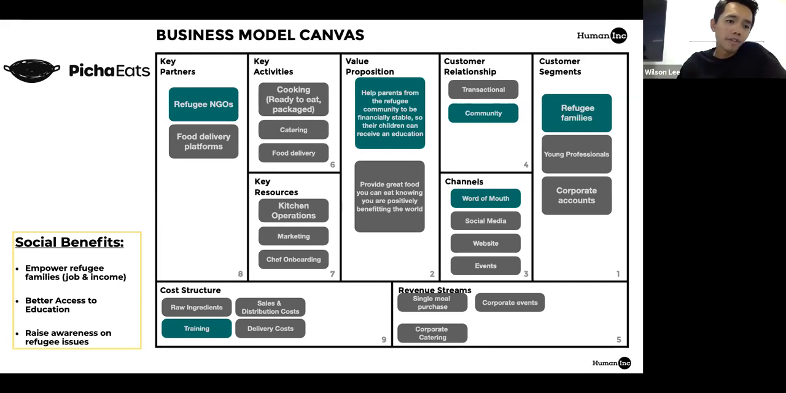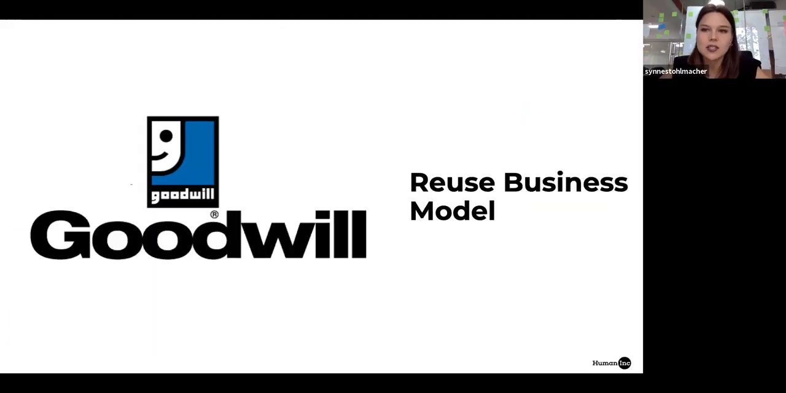And what's the social benefit that comes out of it? One, you really empower these refugee families with a job and income. And of course, there's better access to education for the second generation beneficiaries. And finally, for the wider population, it raises the awareness of refugee issues for Malaysians. Yeah, awesome. So that was Picture Eats.